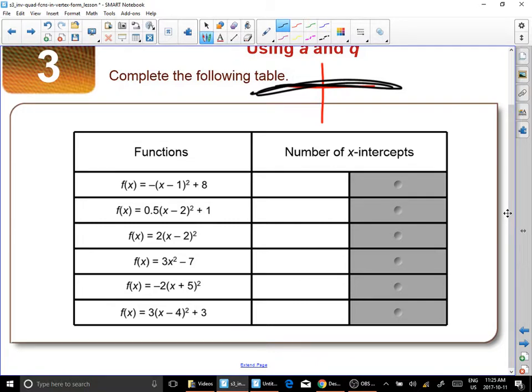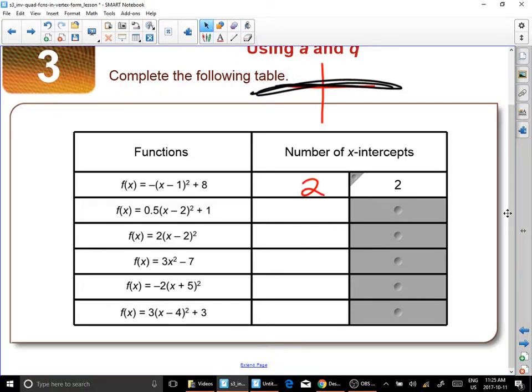What is the vertex of this first equation here? (1, 8), so that's like way up here. And which direction are we going, up or down? So how many x-intercepts would there be? Good. You got it right. Good.